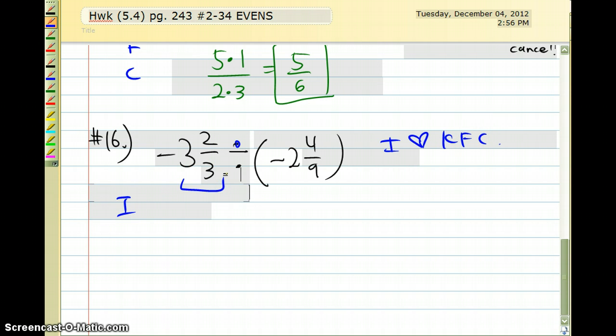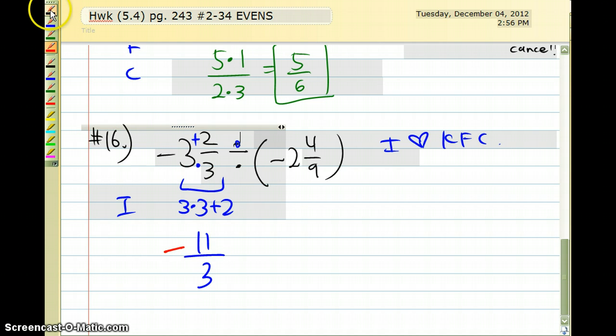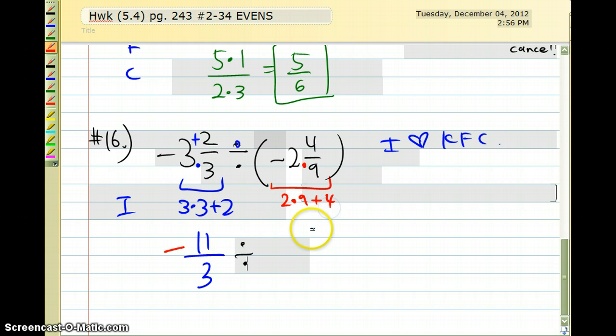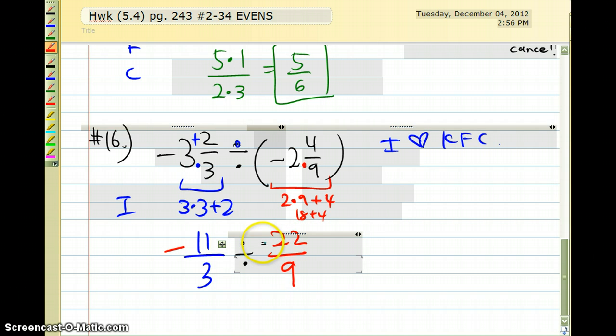Now if they are negative, you actually just do the improper portion without the negative there. Then when you finish finding it, you put the negative back on. So I'm just going to do 3 times 3 without the negative and then add the 2, giving me 11 over 3. Then I put the negative on. Then I'm going to do the same with the other fraction, which is 2 times 9, ignoring the negative for now, adding the 4. 18 plus 4 gives me 22 over 9. Then I put the negative on.